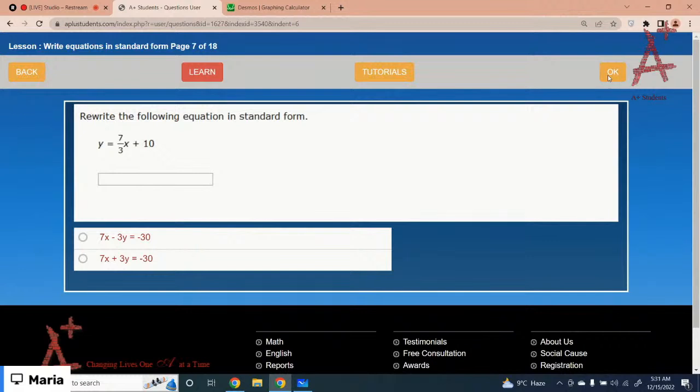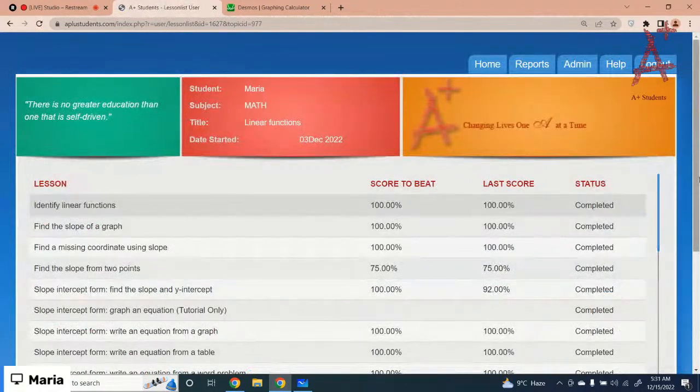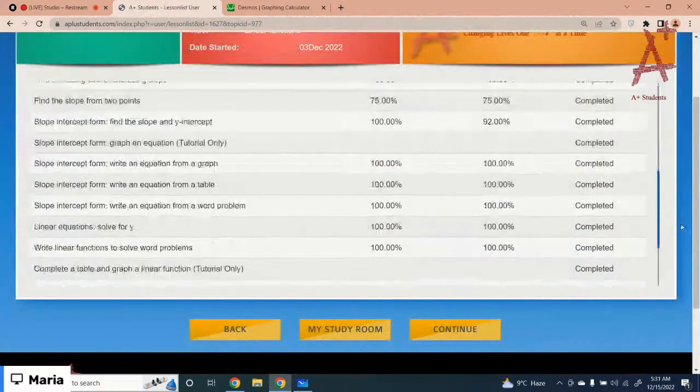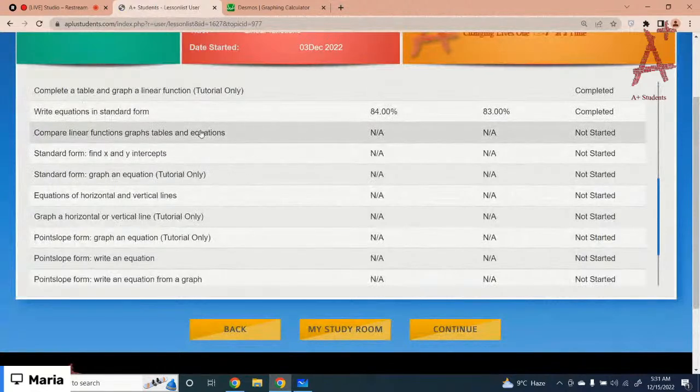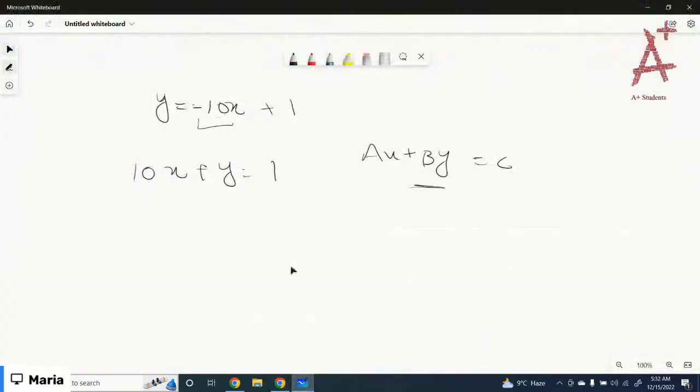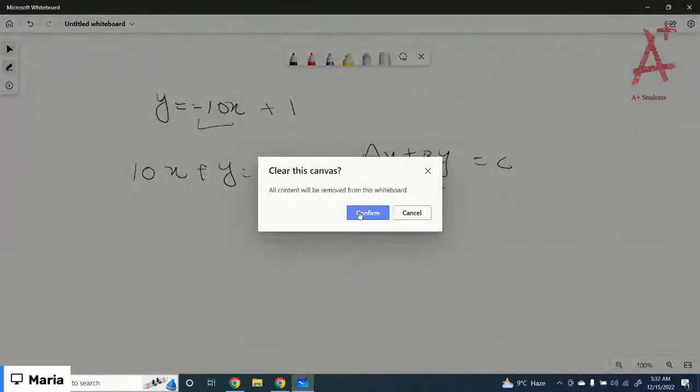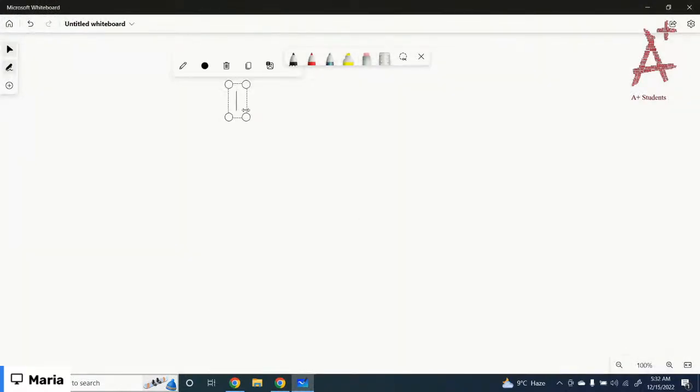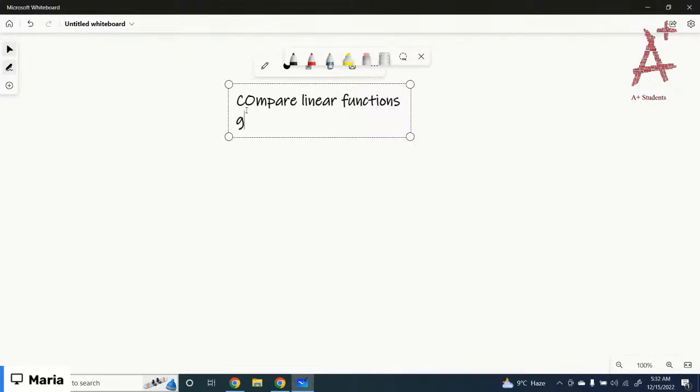Okay, you can complete the test by yourself later today. Let me just move on to the next lesson. The next lesson is compare linear functions, graphs, tables, and equations. Let me write down the lesson name: compare linear functions, graphs, tables, and equations.